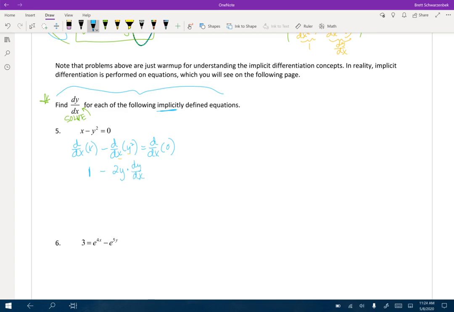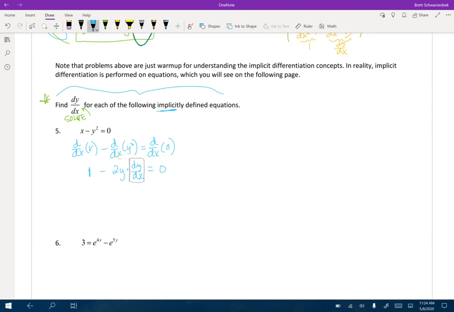Then on the other side, the derivative of 0, the derivative of any constant, is 0. Okay, so we end up with this equation. The key is that we now must solve for dy dx. So how do we do that? Well, treat it as any other variable.